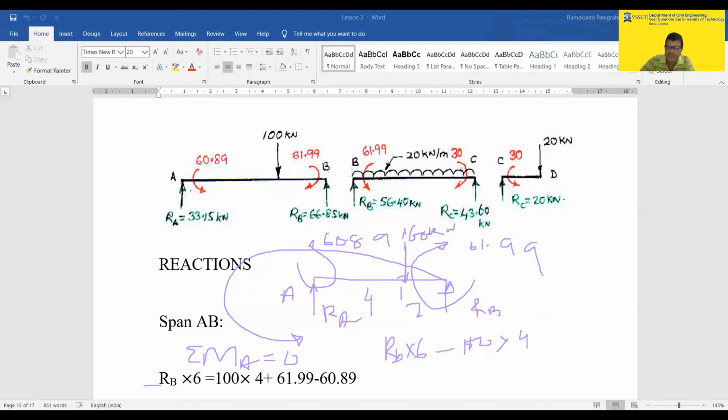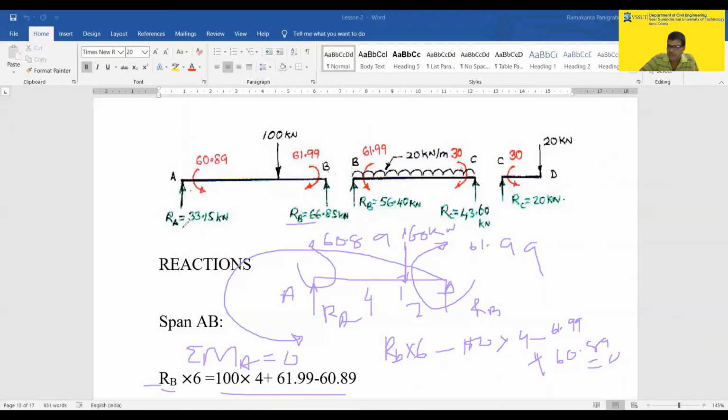Then this moment 61.99 is clockwise, so minus 61.99, then plus this 60.89 anti-clockwise is equal to 0. Or you can write anti-clockwise moment equal to clockwise moment. RA into 104 is plus, 61.9 is plus, 60.9 is minus. Either way you can solve the problem. So calculate the value of RB. Once you find the value of RB, then RA plus RB is equal to 100, so 100 minus RB comes out to be RA.